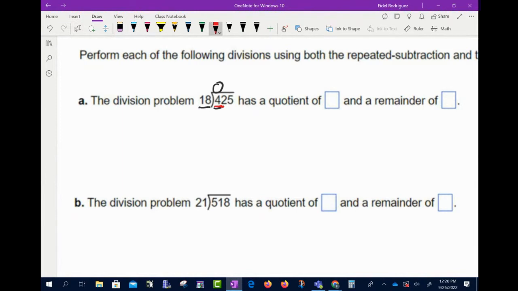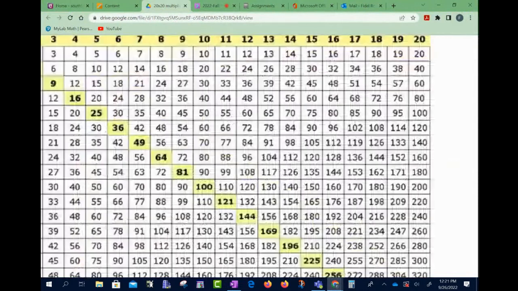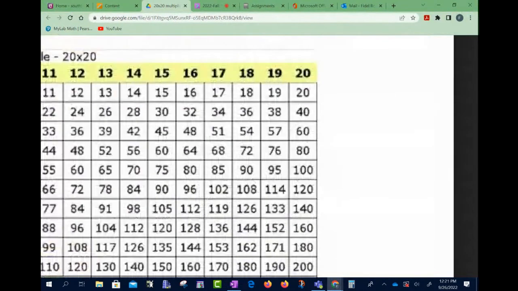And again, when you're teaching this to kids, what you're looking for is the closest number in the 18 times table that's closest to 42 without going over. So what I want to do is show you on my multiplication chart. Okay, look, here is 18 right over here. Let me zoom in right here. Okay, so here's my 18. I'm looking for the first number closest to 42 without going over 42.